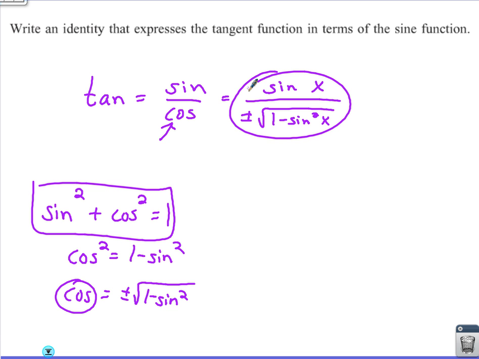So if you've got the tangent of an angle, say the tangent of 30 degrees, and you don't want to find out what the sine of 30 degrees is, what can you do? You can use this formula that we just made up. To find out what the tangent of 30 is, you could do the sine of 30 divided by plus and minus the square root of 1 minus sine squared 30.